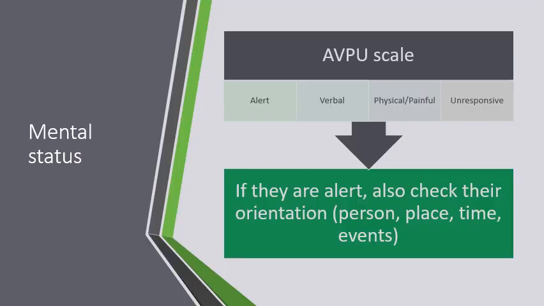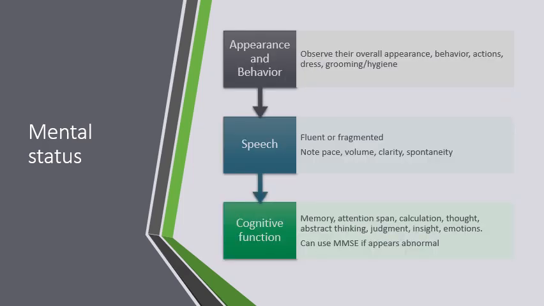So the AVPU scale, as I said, is kind of that first part of the GCS. And if they're alert, check that orientation. So person, place, time, and events. Because sometimes people are alert and they seem to be really with it and they're completely confused and they're just confabulating and they tell this really great story until you start asking questions and you figure out that they absolutely have no idea what's going on, but they're super good at lying and covering it up because they've probably had long-term memory loss and they're just accustomed to lying and telling stories to hide it.